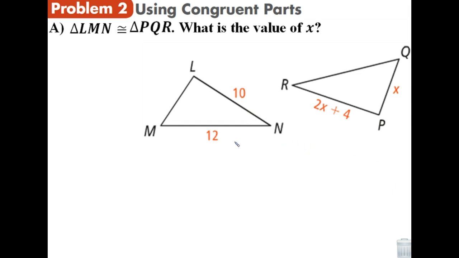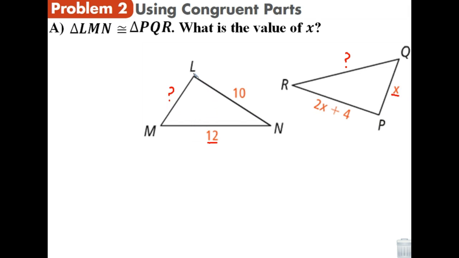Now notice here, MN corresponds with QR. And I know an expression for MN, but I don't know anything for QR, so I can't use that 12. Same thing, PQ corresponds with LM, which I don't know, so I can't make an equation there.